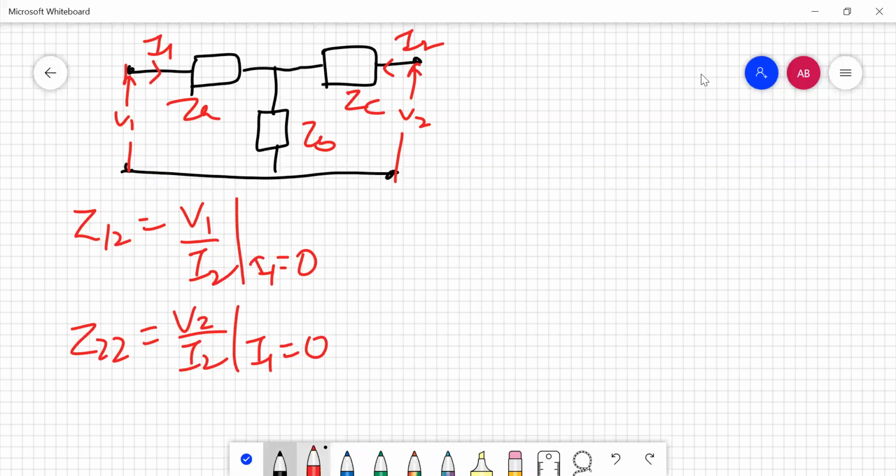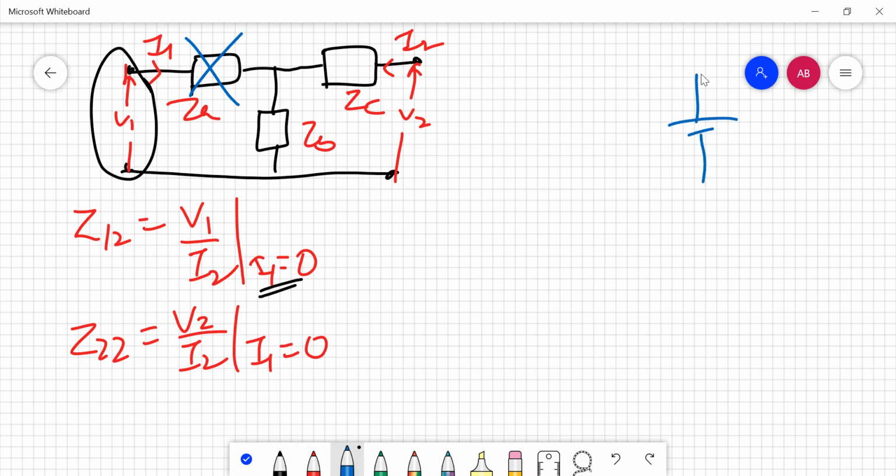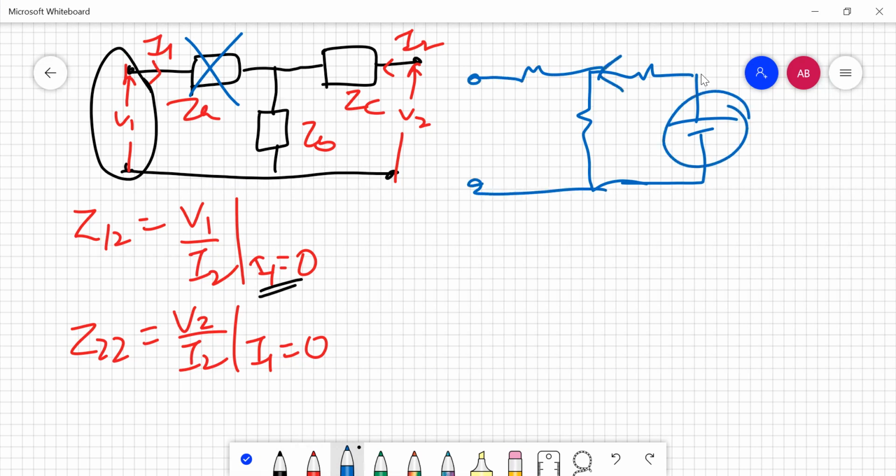So now we have to make our I1 equal to 0. We will do that by opening this set of terminals. If we are opening the input side of the terminal, that means we have to neglect this part, because if we are applying a voltage source over here, and this is my circuit, then there will be no current from this voltage source going towards this side. So now you have to neglect your ZA.